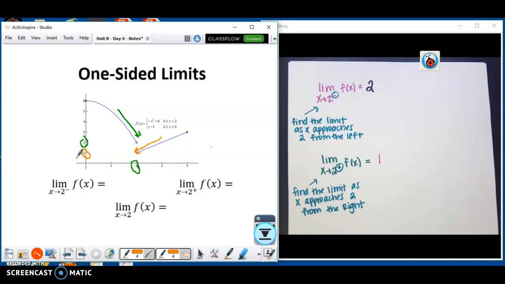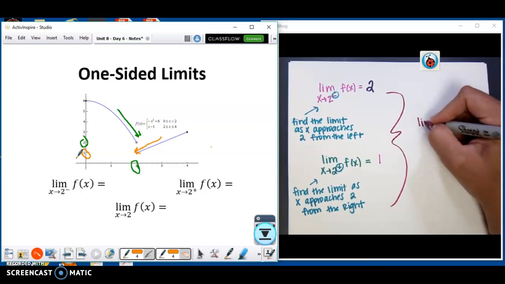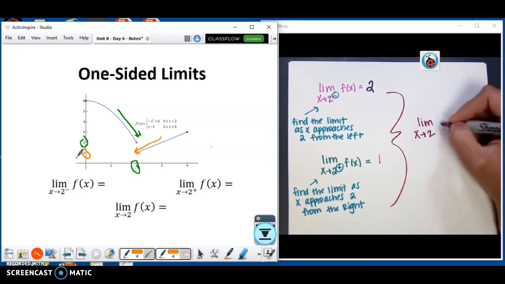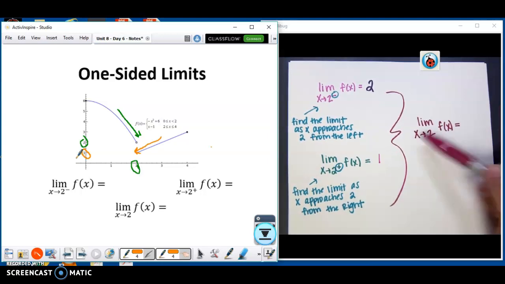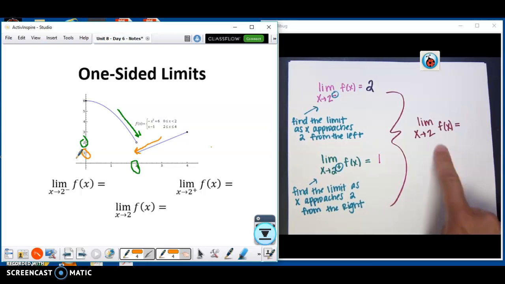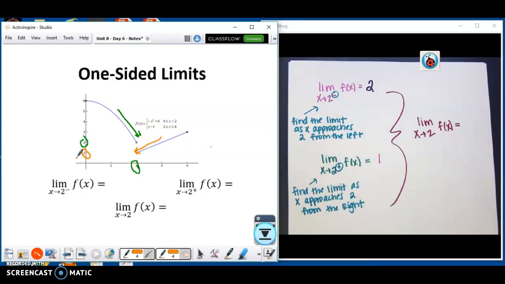Okay, so then it asks us, beside of this, or really under this, it says just the limit as x approaches 2 of f of x. Okay, so this doesn't say left, this doesn't say right. This means the entire limit. So in order for you to do this entire limit, you actually have to do the left and the right. Sometimes it won't ask you to write those out, but you have to mentally think about them. So when we came in from the left, we were approaching 2. When we came in from the right, we were approaching 1.